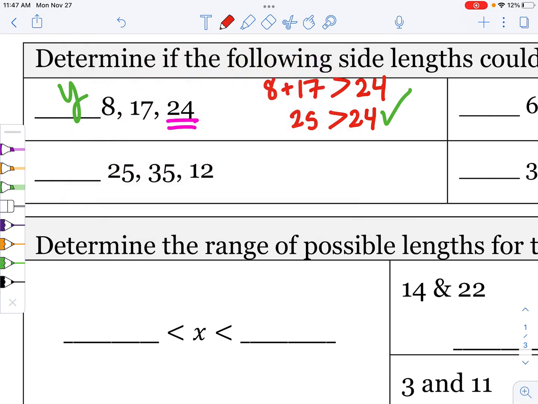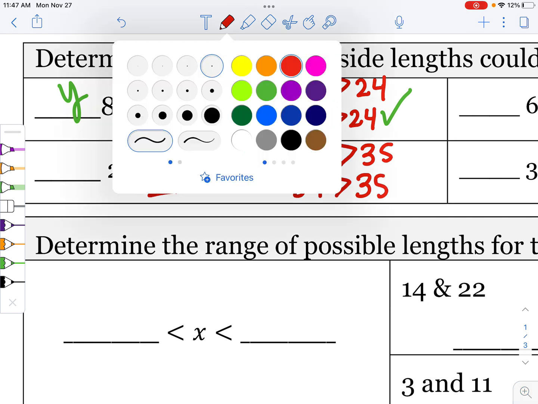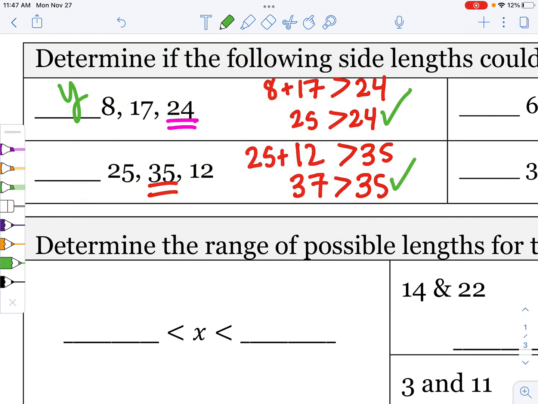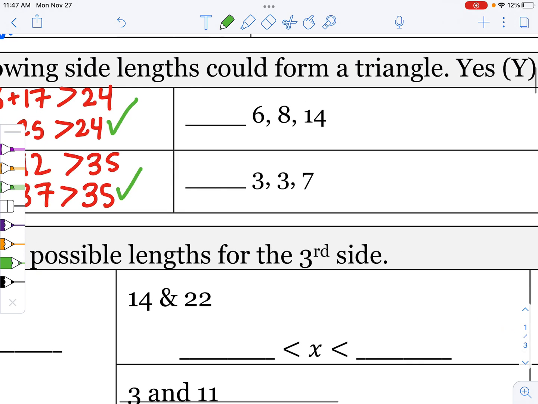Okay, let's do that again. Here is my greatest piece. So we're going to check to see if 25 and 12, do they in fact add up to more than 35? 25 and 12 is 37. So is 37 in fact more than 35? That is a yes. Those pieces can form a triangle, those legs.